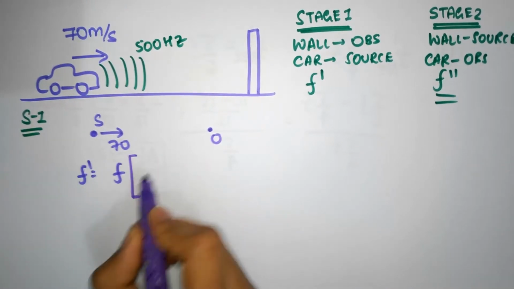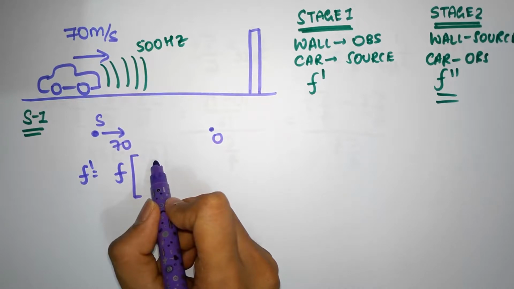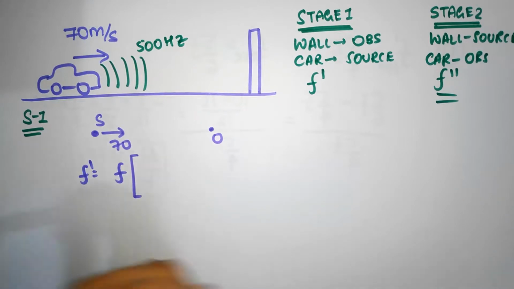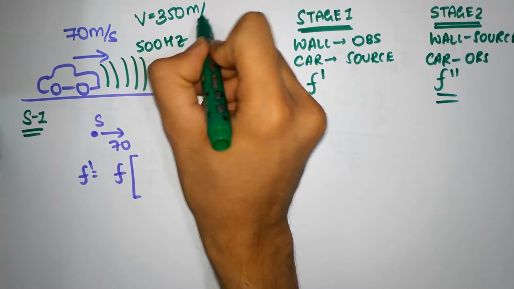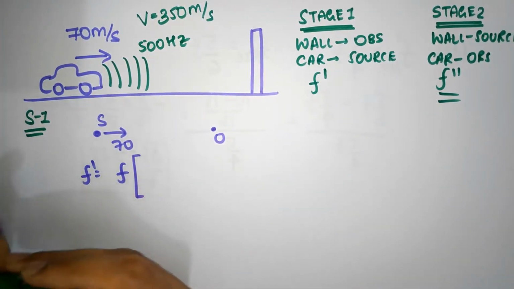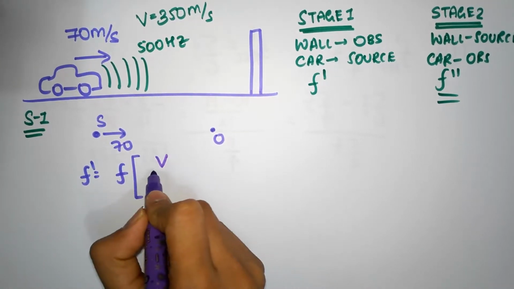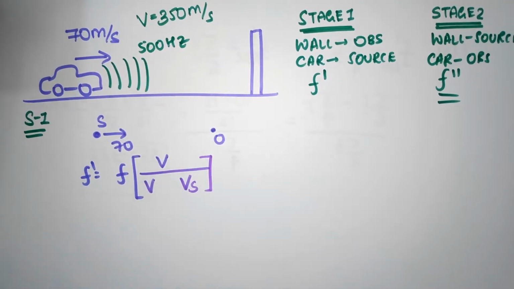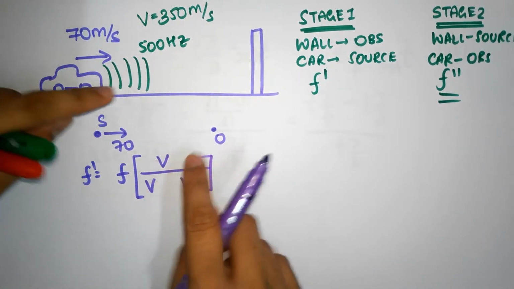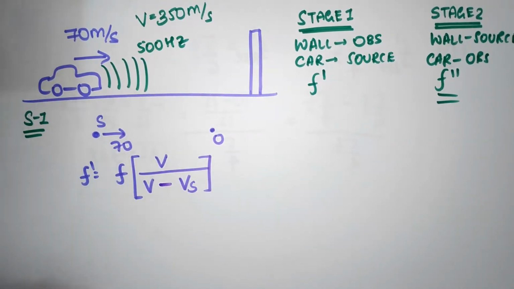Multiplied by the velocity of sound v. What's the velocity of sound? It's not mentioned. Let's take the velocity of sound to be 350 meters per second. I should have mentioned that in the question. So it's going to be v, there is no observer velocity, divided by v and vs. And it's approaching, so the frequency increases, and so the denominator should decrease. I put a minus sign.